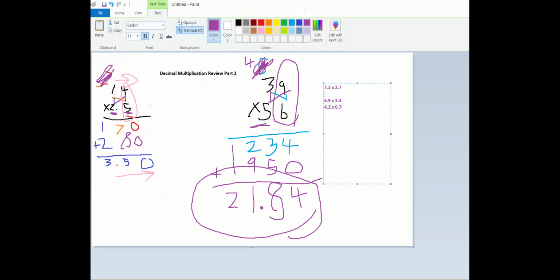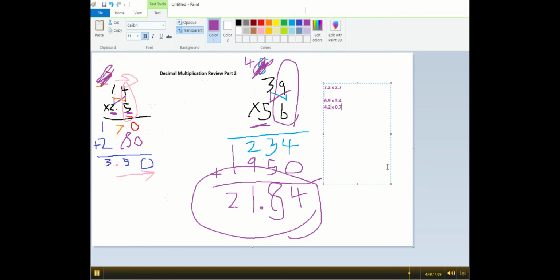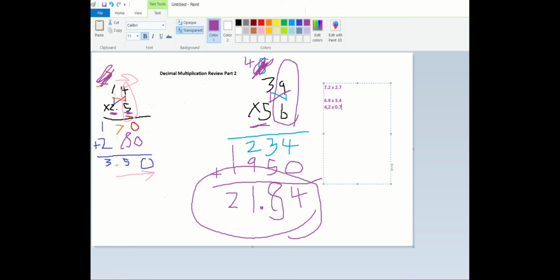Hopefully this helps. Take your time and practice. Remember to try drawing out your bow ties if that helps you. You can also think about it in parts like we did in the last video, but just take your time because this is going to be really difficult. So make sure you practice and understand what you're doing now so you can be better for the future.